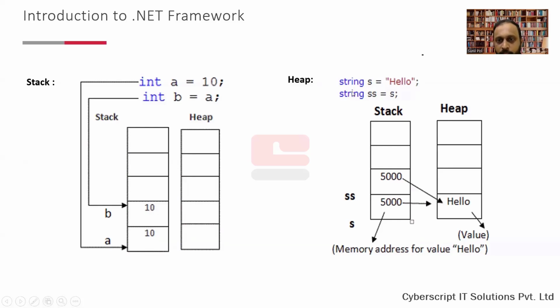But in case of heap, suppose there is a string variable, it is a reference type variable. So the actual hello string would be stored on the heap instead of the stack. And both variables, that is nothing but the reference variables, are stored on the stack, but pointing to the same memory location, that is nothing but 5000. 5000 is the actual memory address where the hello string is stored on the heap. So here we are assigning SS equal to S. It means that only one copy of the string is stored on the heap, but both are pointing to the same memory location. So even if we change the value of S or SS, both variables would get updated because both are pointing to the same memory address.